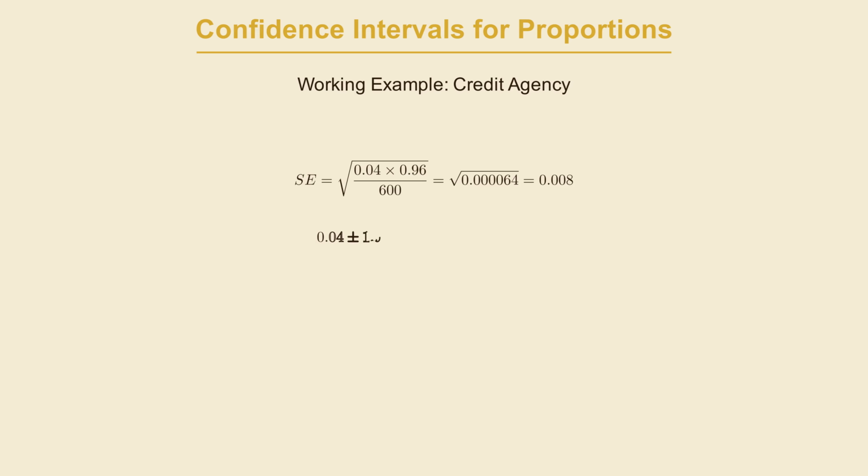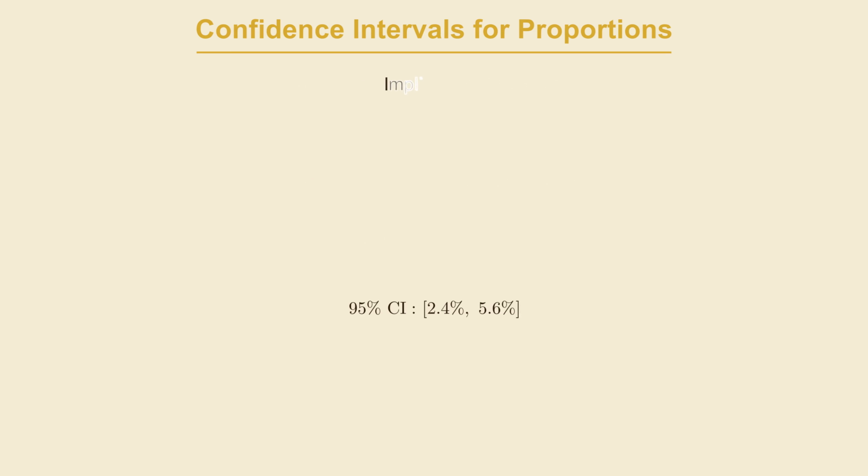The 95% confidence interval is 4% plus or minus our critical value 1.96 times 0.8%, which gives us an interval from approximately 2.4% up to 5.6%. The agency published 4% as their number. However, the 95% confidence interval for the true default rate runs from 2.4% up to 5.6%. The upper end of that range is 40% above the published figure.